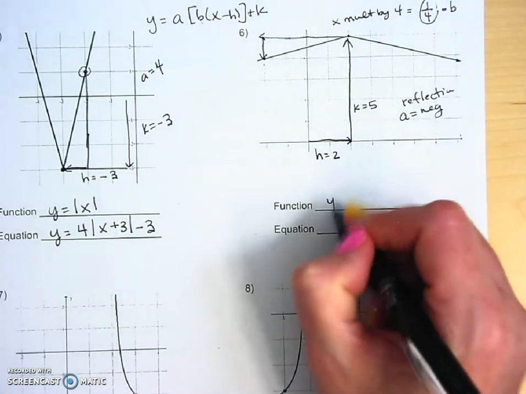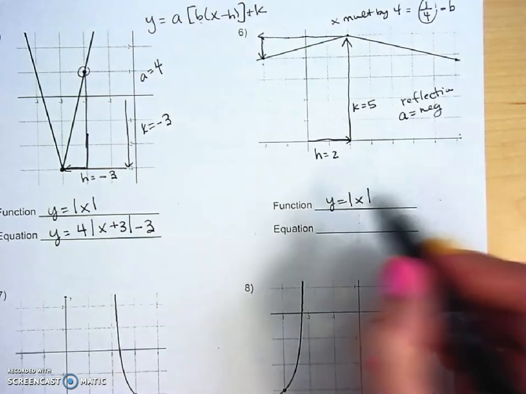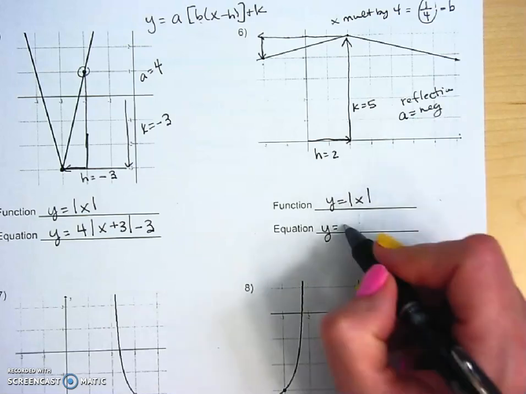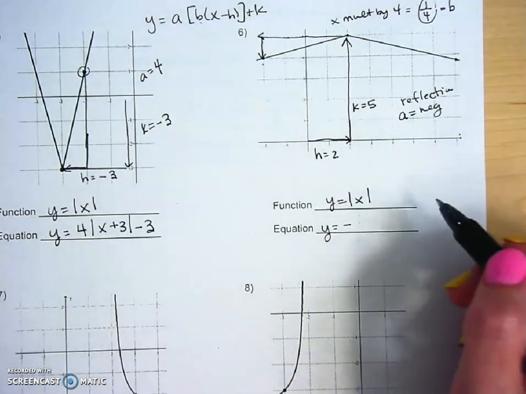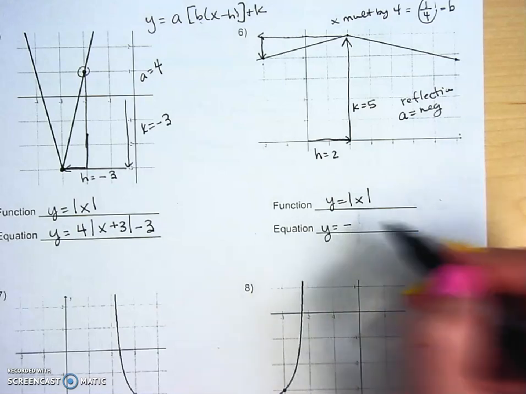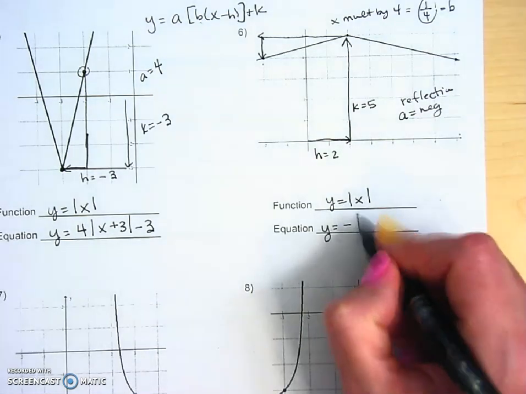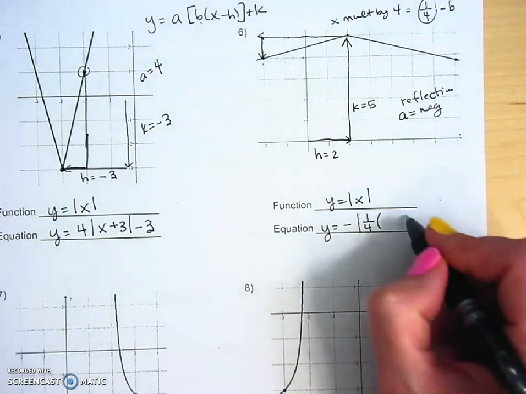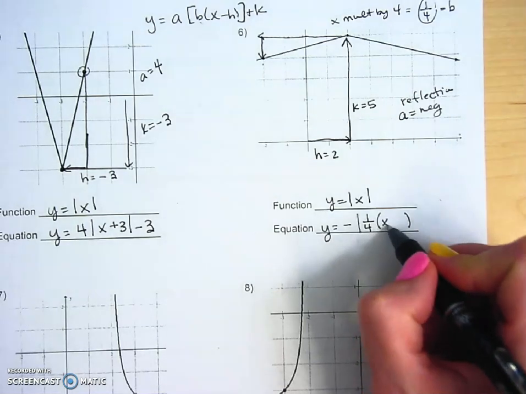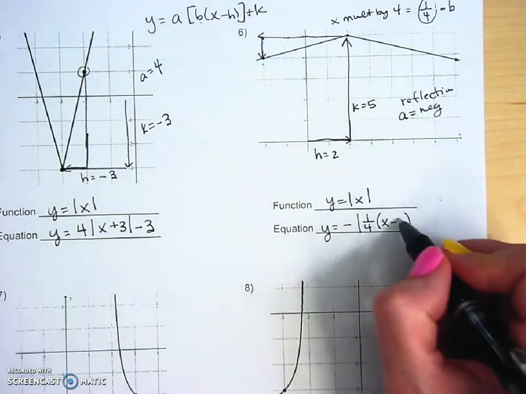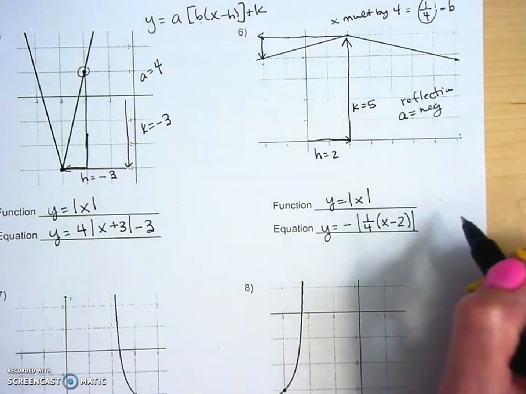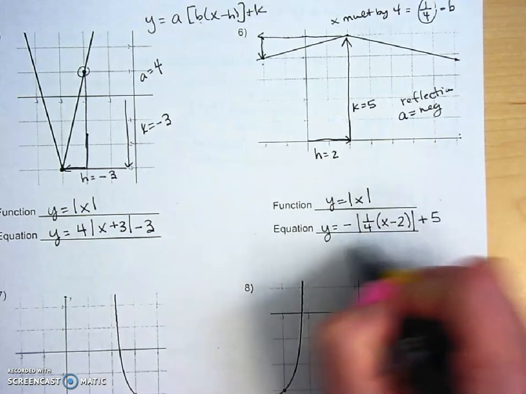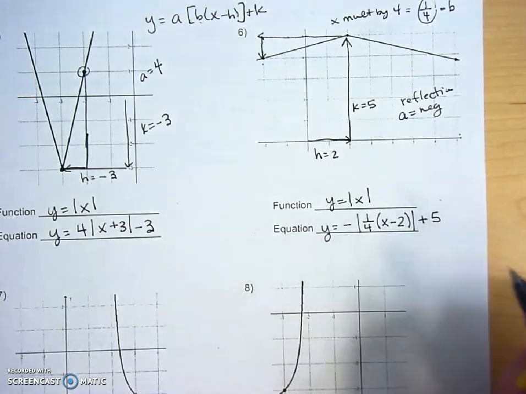So my function is absolute value, and I'm going to fill in my values. My a is negative, but there was no vertical stretch, so a is 1. So you can write -1. I'm just going to write a negative. And then absolute value. Our b value is 1/4, and be sure you have parentheses around the x and the horizontal shift. So x minus the horizontal shift of 2. Close your absolute value, and then k is plus 5. You need the parentheses to be 100% correct here.